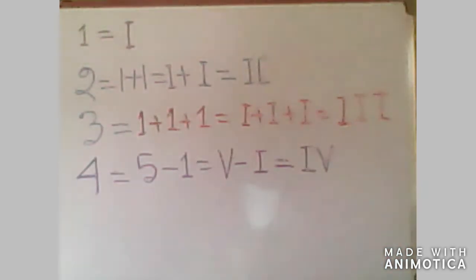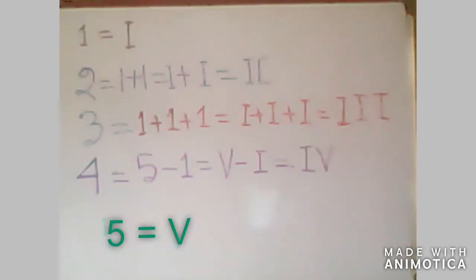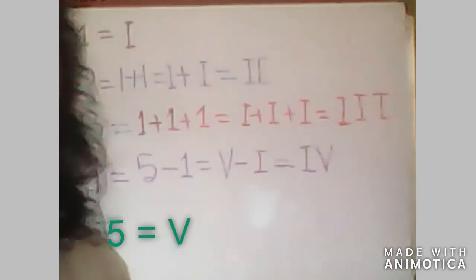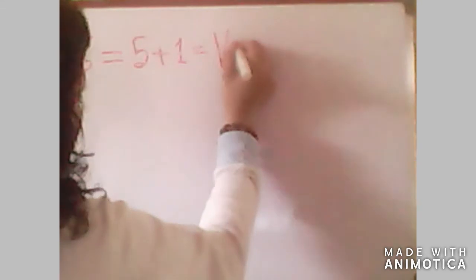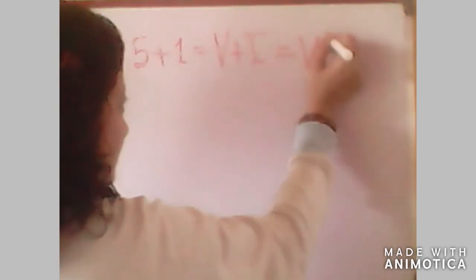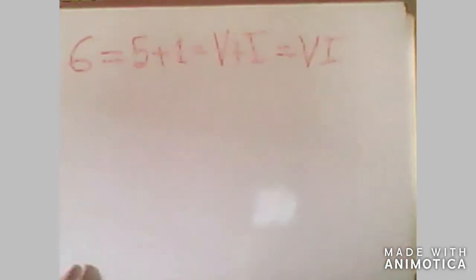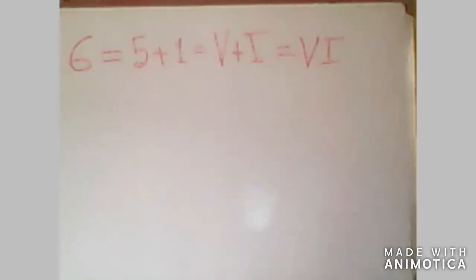5 we already know, that is simply V. It has its own numeral. 6 has no own numeral, so it will be 5 plus 1. That means V plus I, that is VI, because the plus sign will be removed, and we just write VI without the plus sign.